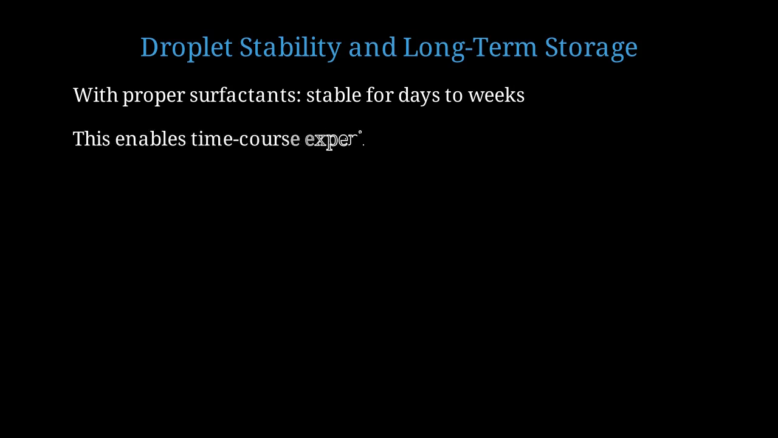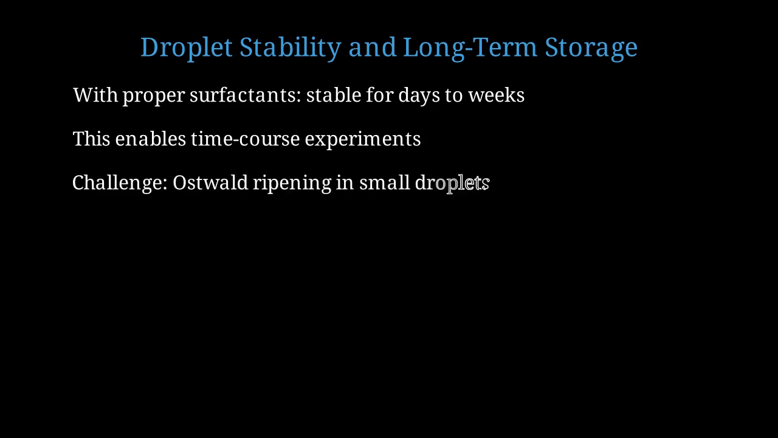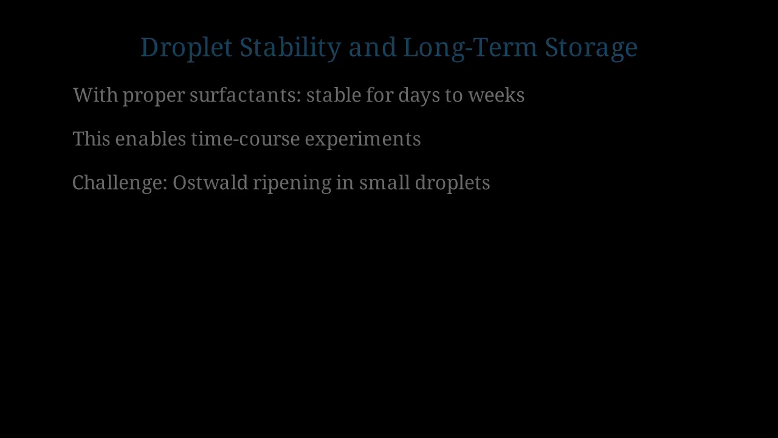This enables time-course experiments where you generate droplets, incubate them for various times, and then analyze them. You're essentially freezing time for millions of reactions simultaneously. One challenge is Ostwald ripening, where small droplets shrink and large droplets grow due to differences in Laplace pressure. But this can be minimized with appropriate surfactant selection.